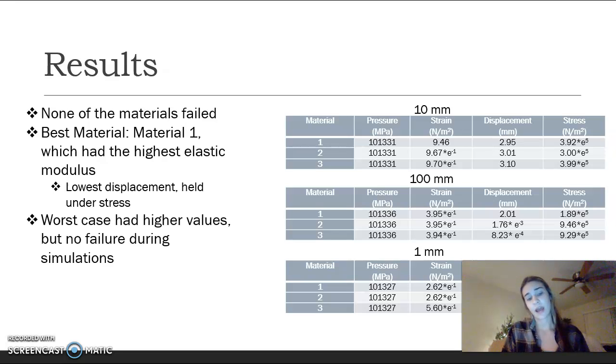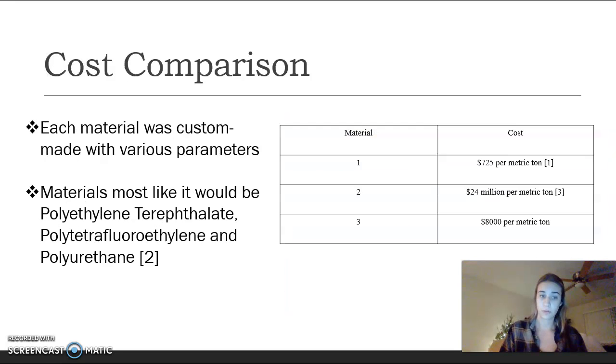My worst case had higher values for displacement and stress and strain, but there were no failures. So I think that's a pretty good result, because even though it was a high flow, it didn't change my simulation at all.